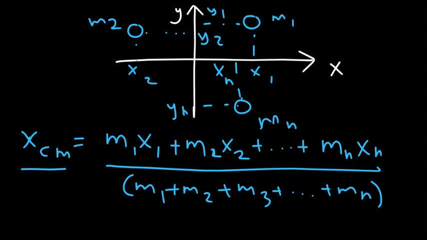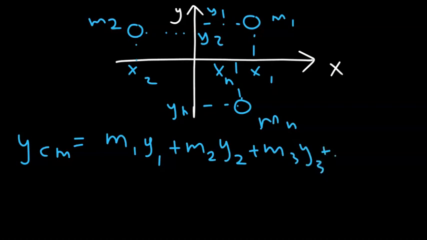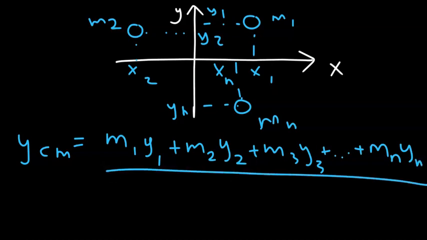Now what about the y-coordinate? The y-coordinate of the center of mass similarly is m1 times the y-coordinate for mass 1, m2 times the y-coordinate for mass 2, m3 times the y-coordinate for mass 3, up until you cover the last mass, mn times the y-coordinate of that mass, divided by the total mass in the system, m1, m2, all the way until mn.